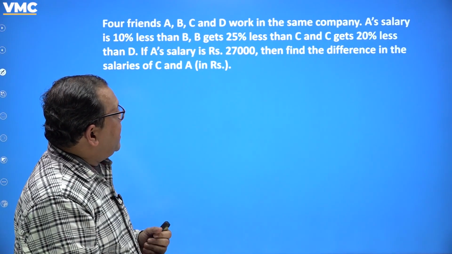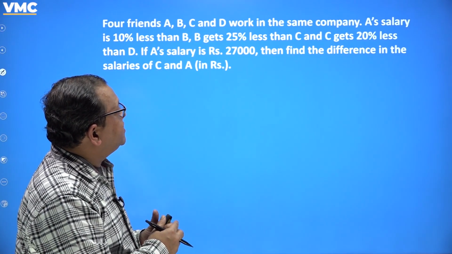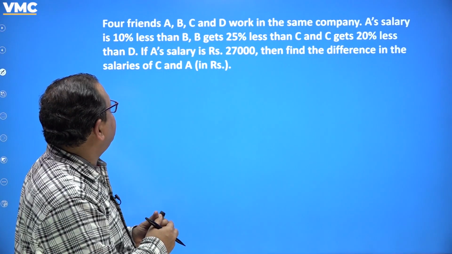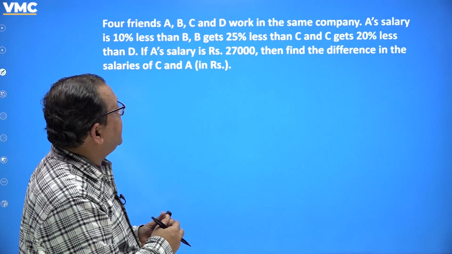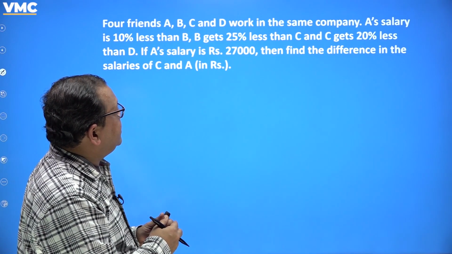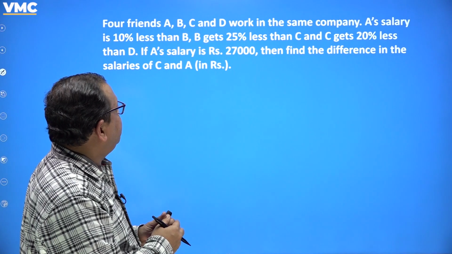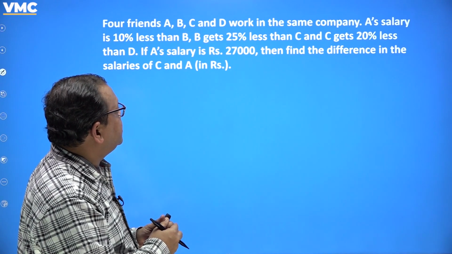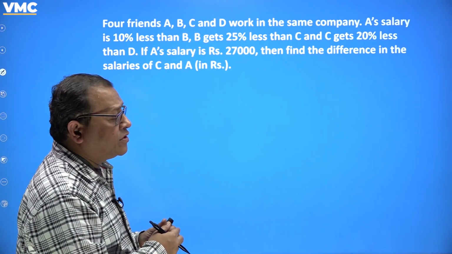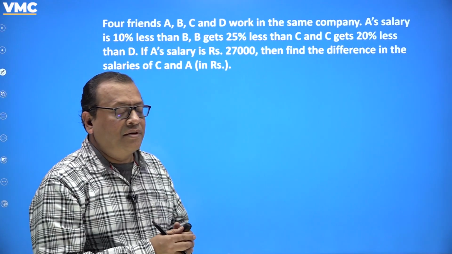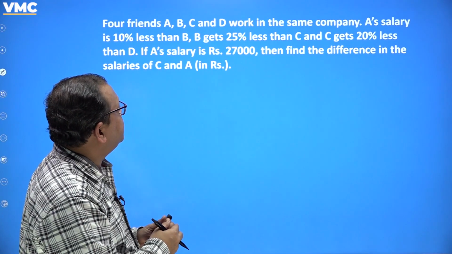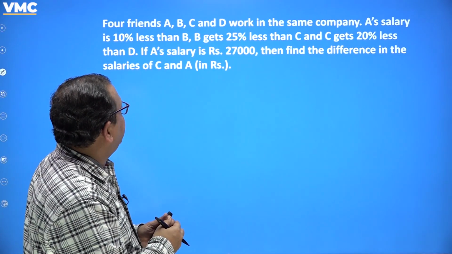4 friends A, B, C and D work in the same company. A's salary is 10% less than B, B gets 25% less than C, C gets 20% less than D. If A's salary is 27,000, find the difference in the salaries of C and A. I just have to calculate the difference between the salaries of C and A.